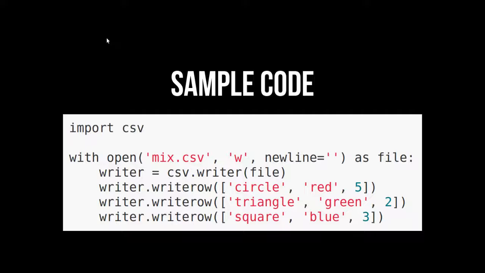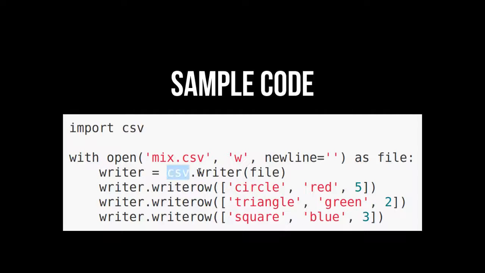Okay, so I was skipping over this part. Now, you might find yourself in situations where you want to write CSV files. You saw how easy they were to read, so you could maybe think that you want to save things as one of these. So here is the sample code for writing. We are going to open up a new file called mix.csv, opening it for writing as a file.